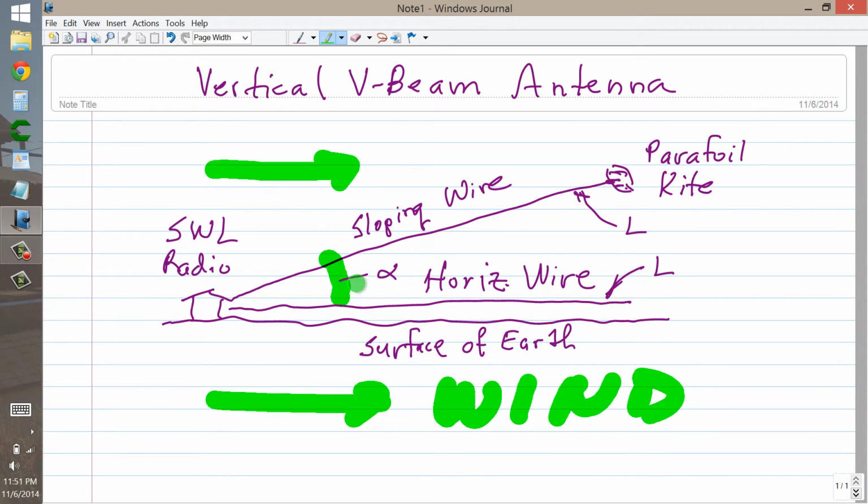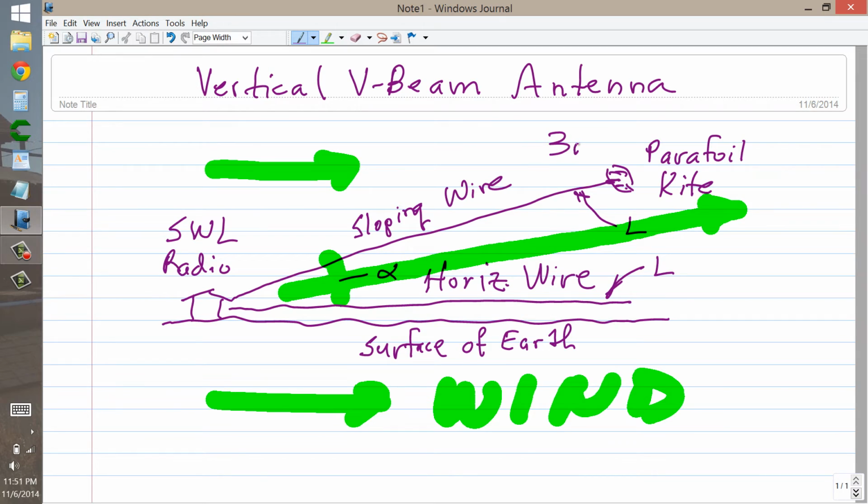But if you work it just like a horizontal V-beam, you're going to get a massive major lobe going off at an angle of 1/2 alpha with respect to the horizon. And a parafoil kite normally flies at an angle of about 30 degrees relative to the horizon. So you might have a 15 degree elevation for your major lobe.